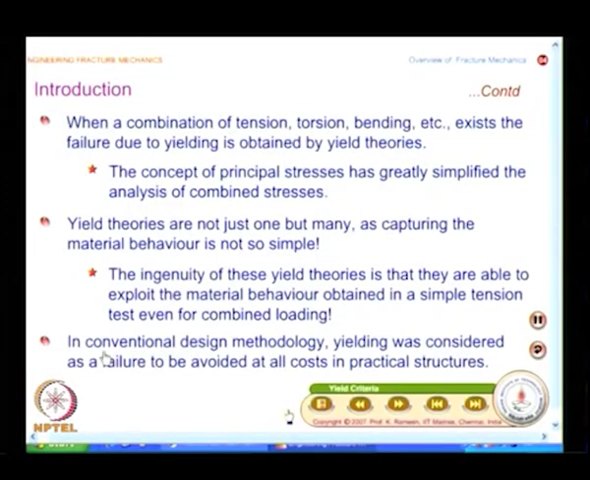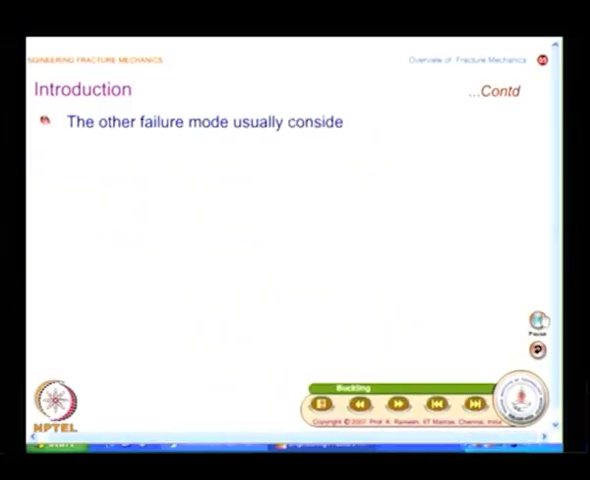And if you finally look at conventional design methodology, yielding was considered a failure to be avoided at all costs in practical structures. So, they realized yielding should be avoided at all costs, and you had several yield theories. So, this was one of the failure modes. When you say failure, you should quantify what you mean by failure. One definition of failure in conventional design methodology was that yielding should not take place at any portion of the structure. This is fine. What is the other criterion? The other criterion is that people considered buckling as a failure mode. And what is it that you have learnt in buckling?